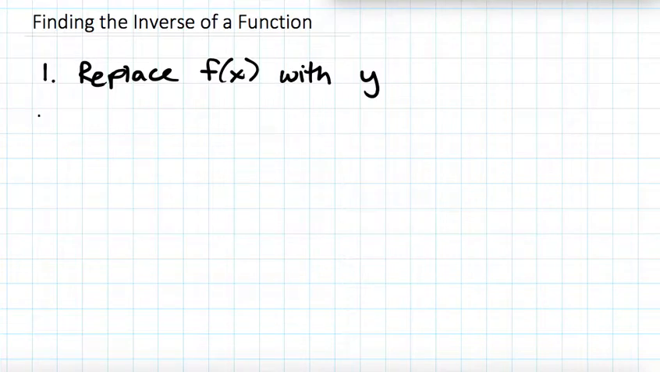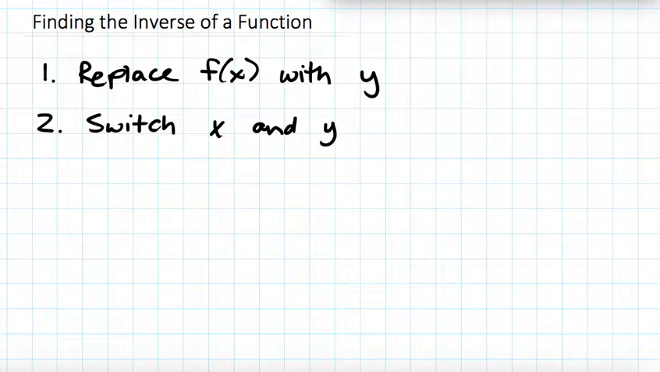Then the second step is that x and y are going to switch places. So you would rewrite it again. Where the y is, you would put an x. Where the x is, you would put a y. And then the last step is that you're going to solve the resulting equation for y, or in other words, get y by itself.